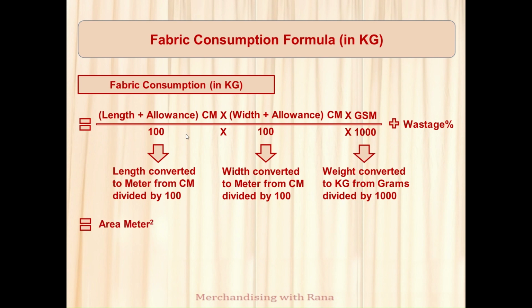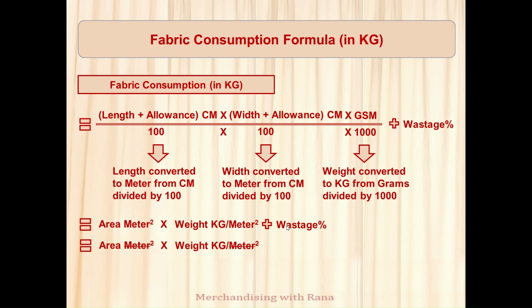So what I have found here is area, and the unit will be meter square. Length and width, meter into meter, so meter square. And I actually break down this GSM as kg per meter square, because I already divided by 1000, so it is kg per meter square. And the wastage percentage will be there.